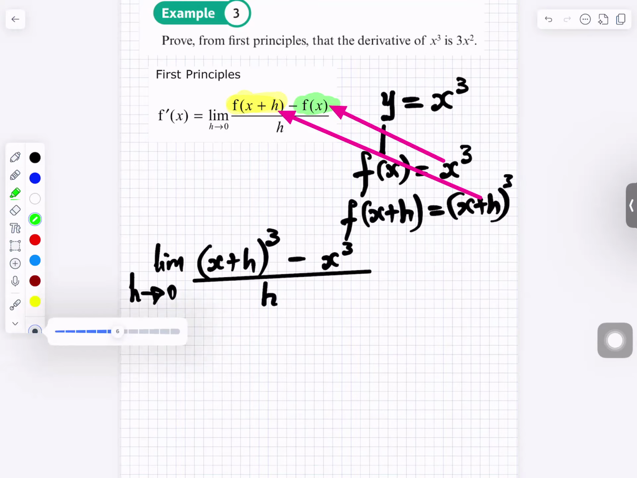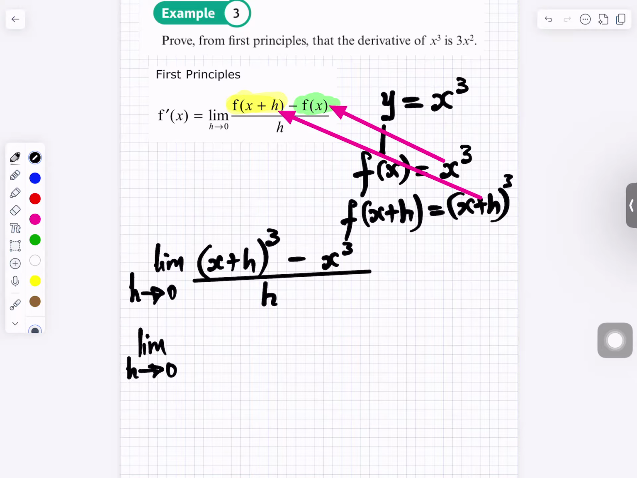And after you replace that, you can start now to expand. So x plus h cubed, you can multiply it 3 times. You know how to expand it? Yeah, you can use binomial expansion. So I would assume you know how to do it, and I'll go ahead and just write down what you get.